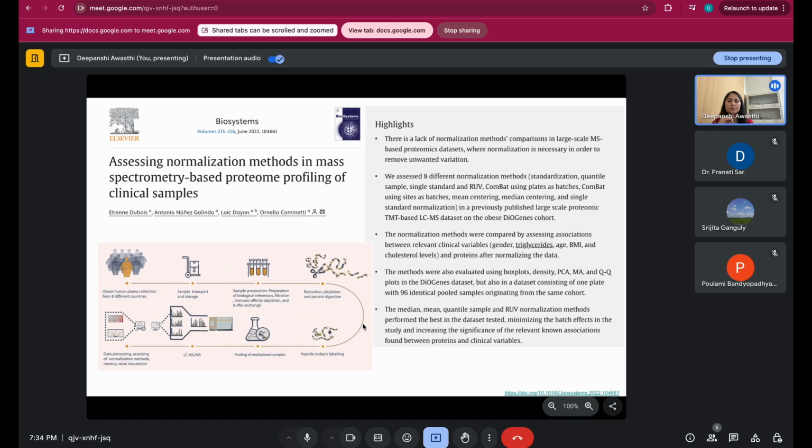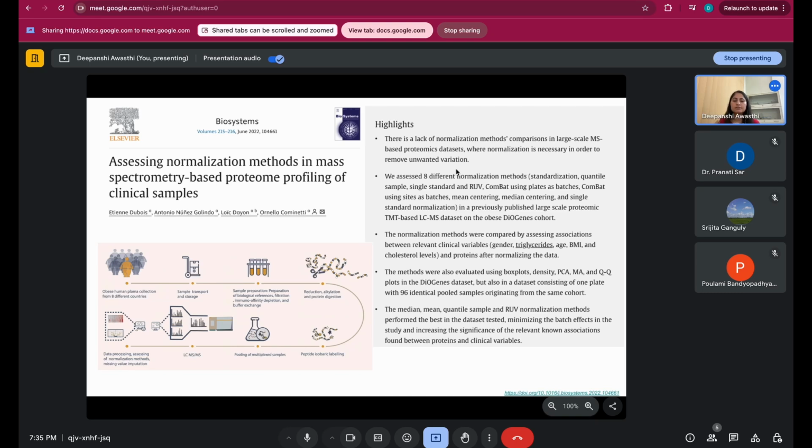And then there was another paper in which they were also discussing different normalization methods which are used in mass spectrometry for different clinical samples. In this I have given the highlights of the paper. Firstly, they are mentioning that there is a lack of normalization method comparisons in large scale mass spectrometry based proteomic data sets, where normalization is necessary in order to remove the unwanted variations. So they are saying that there are not many normalization methods which are present, and these are very important to remove the unwanted variations.